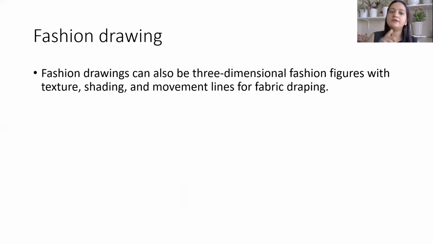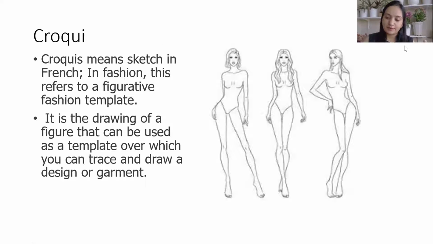So first is fashion drawing. Fashion drawing, you can also say, is a three-dimensional fashion figure which requires texture, shading, and movement of line for fabric draping. Whenever you see any fashion drawing, you can easily visualize the color, the fabric, the texture, the softness, everything. You have a very clear idea about the garment which is going to be made after seeing that drawing. The first word which we mostly use whenever it comes to fashion drawing is croquis.